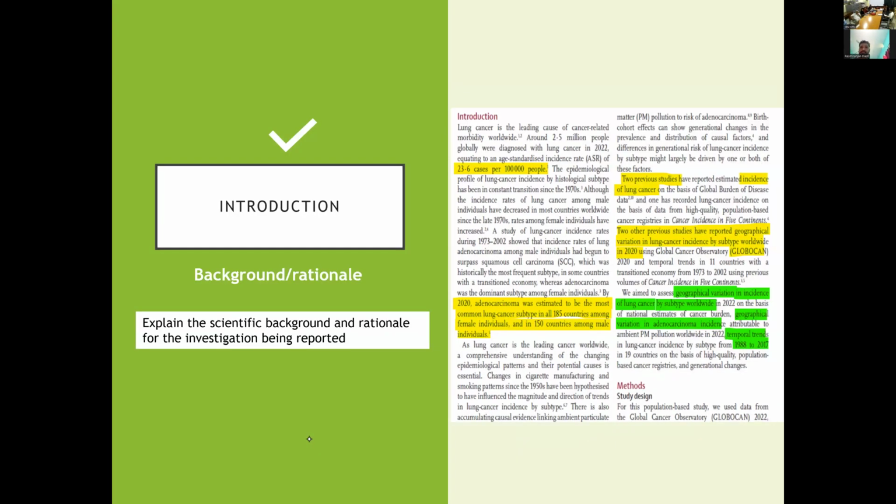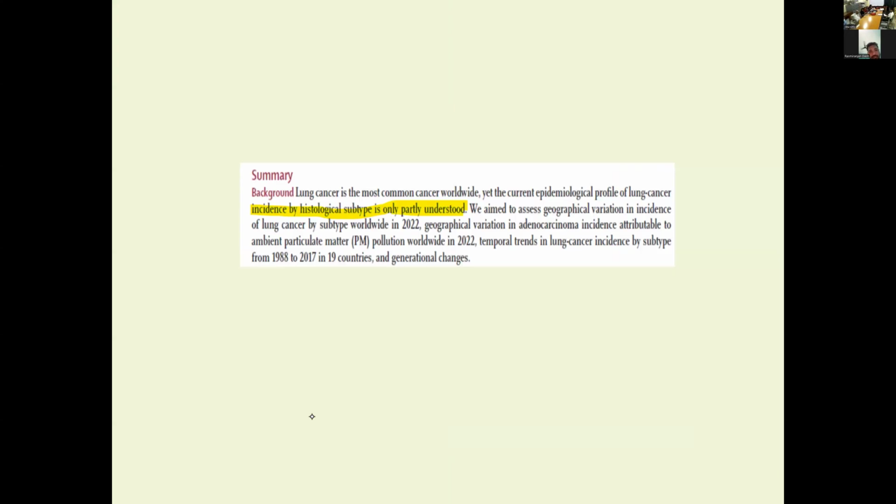This is the introduction, the background and the rationale given to explain the scientific background and the investigation which is being reported. They have looked at the incidence rate of all lung cancer per 100,000 population before, and they said that data is available, but based on the histological subtype, what type it is, that is not available. So that's why they have done the study. They have also looked at previous data, and based on this we know lung cancer is a problem, but is adenocarcinoma a problem? That data is not there. So that is why they have looked at the different incidences in this study. They have also put in a summary that histological subtype is understood. That is why the study is being done.